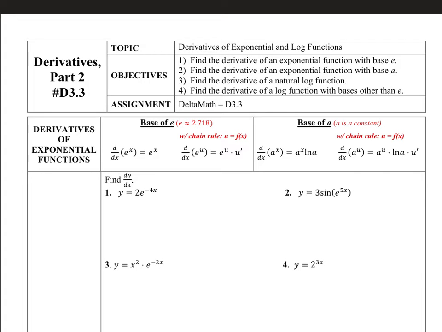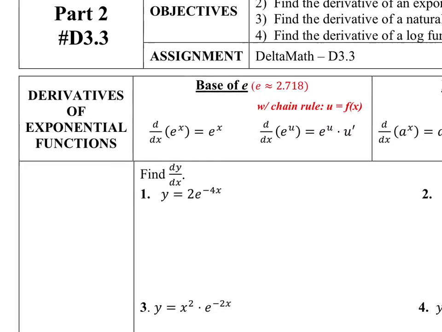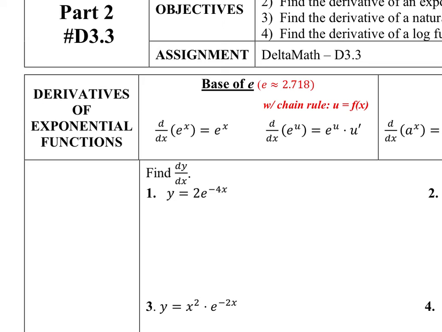In section 3.3, we're going to talk about derivatives of exponential and log functions. And by far the most common base you're going to get with your exponential functions is an e. And it's actually a very nice derivative, because if I do the derivative of e to the x, it is actually just e to the x.